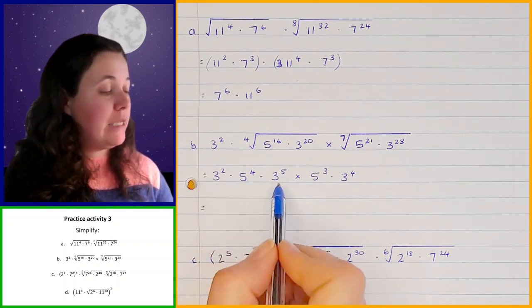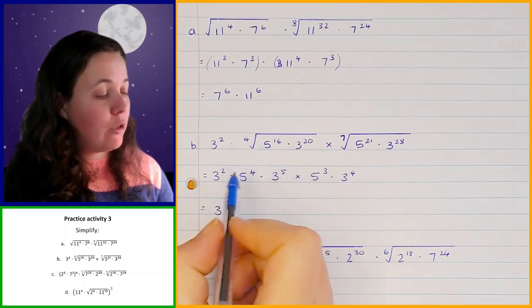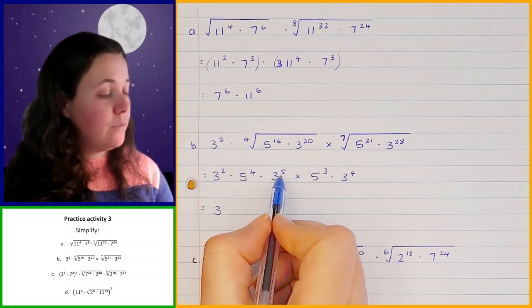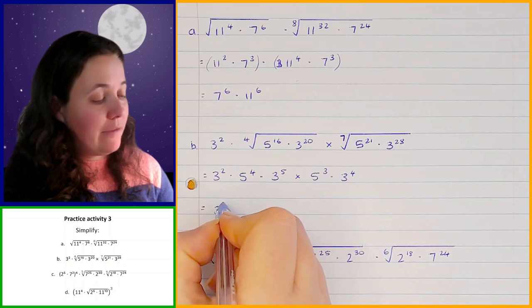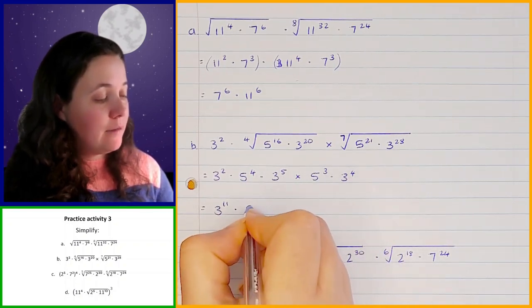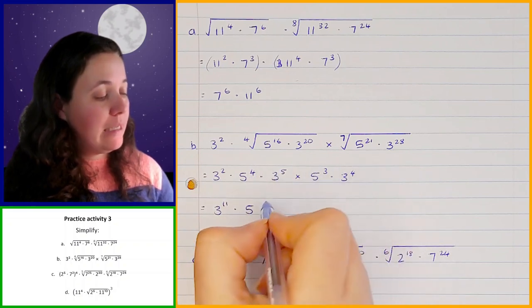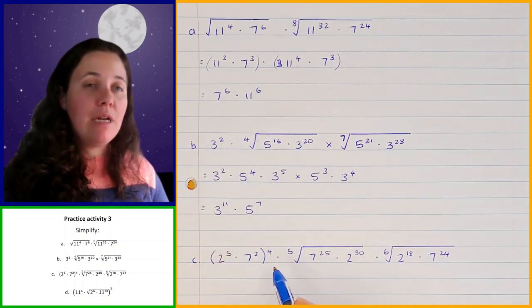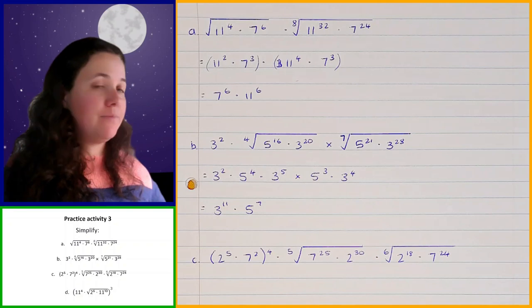So I'm going to use the 3's first. So I've got 3 to the power of 2 plus 5 is 7, plus 4 is 11, times. Then I've got my 5's. That's 4 plus 3 is 7. So that's 3 to the power of 11 times 5 to the power of 7.